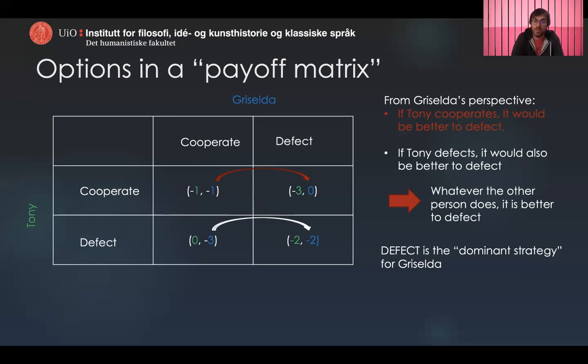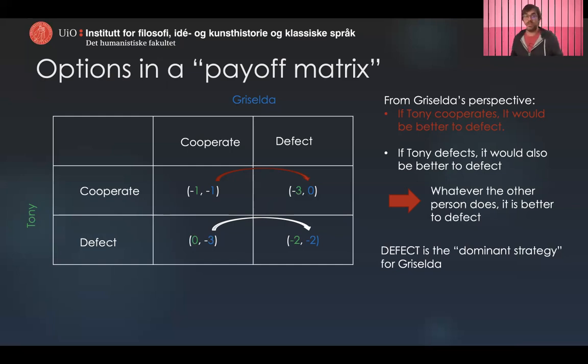If Tony cooperates, well, then defect is better than cooperate, because it is better to get nothing, to walk free, than to get 1 year in prison. But if Tony defects, then I should still defect, because if I cooperate, then I get 3 years in prison, whereas if I defect, I get only 2 years in prison. So whatever the other person does, it's better to defect. And again, defect is also a dominant strategy for Griselda.